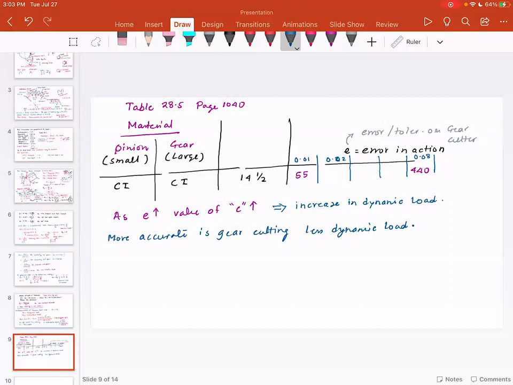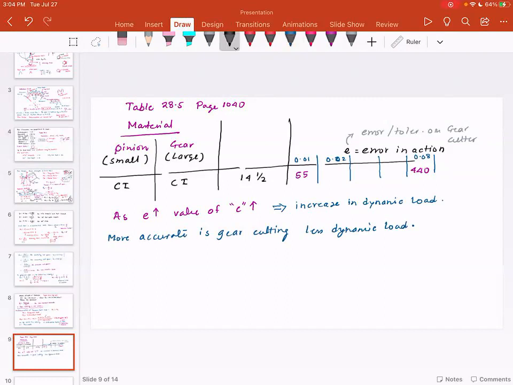Now, the other thing to think about is if you start with a cutter, the cutter will be super duper accurate initially. But as you use it again and again over a period of time, the cutter accuracy decreases. The decrease in the accuracy of the cutter means that the error in action would increase, and essentially the dynamic load is going to increase. So you want to be very, very careful when you compromise these two factors.